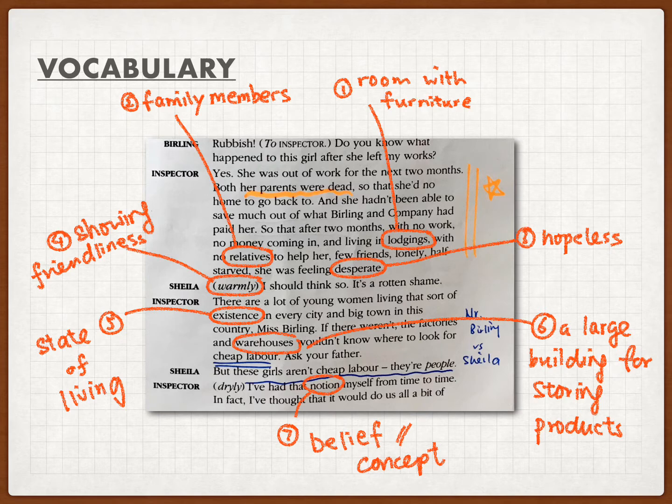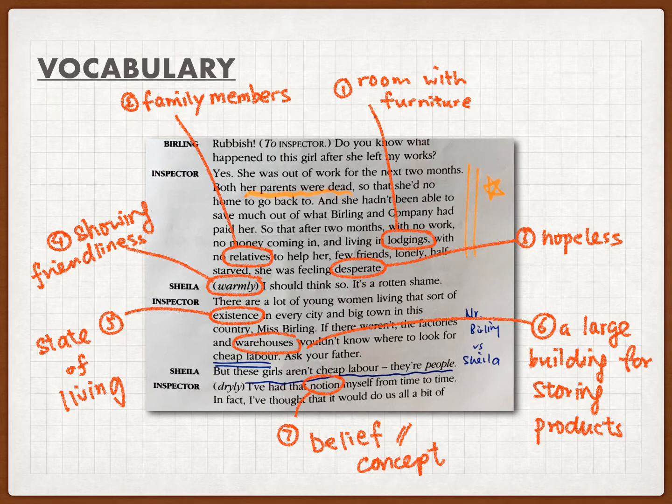Number five, existence. It means the state of living. It means the living condition of those young working class, lower class women. The living condition for these women was really bad. They had no money, no relatives, they were hopeless.